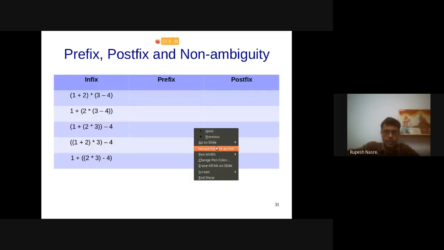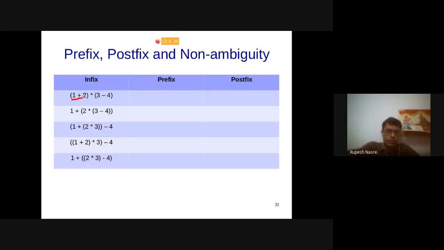Let's check that quickly. Since 1 plus 2 needs to be evaluated first, it will get converted into plus 1 2. That part is okay, and this will be minus 3 4. Now that star should be evaluated after 3 minus 4 is done, and therefore star should appear on the left of the two arguments. The two arguments should be plus 1 2 and minus 3 4, and therefore the expression becomes what is suggested by our friends. Okay, so that is the prefix form.